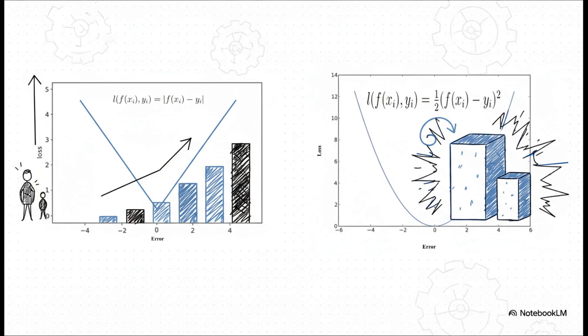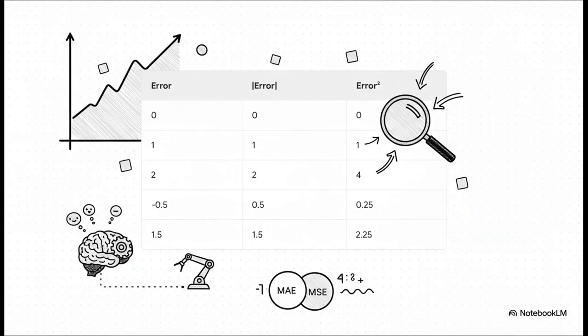Because it squares the error, the penalty doesn't just grow, it accelerates. A mistake of 2 isn't twice as bad as a mistake of 1, it's 4 times as bad. This one really punishes big mistakes. Let's actually put some numbers on this to see what I mean.